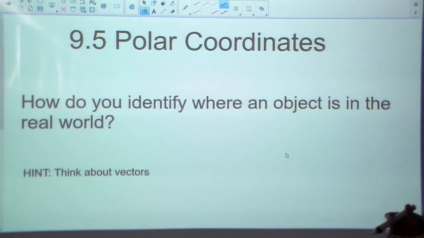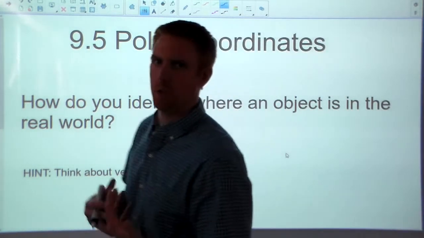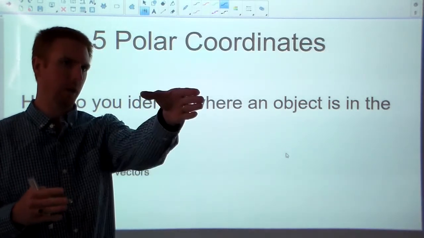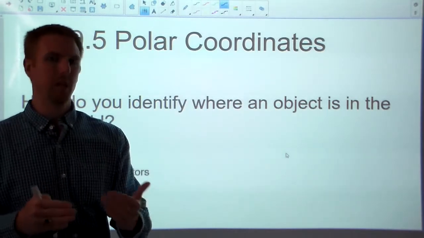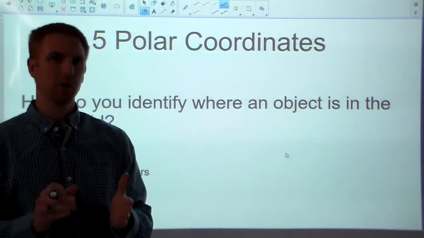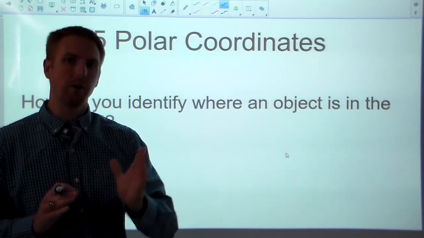How do you identify where an object is in the real world? So think about if someone asks for directions, what do you tell them? Well, you probably give them two key things. You tell them it's over there, give them a direction, and you tell them how far to go. And that's all polar coordinates are. You tell somebody which direction to go in, using the unit circle, and you tell them how far to go.